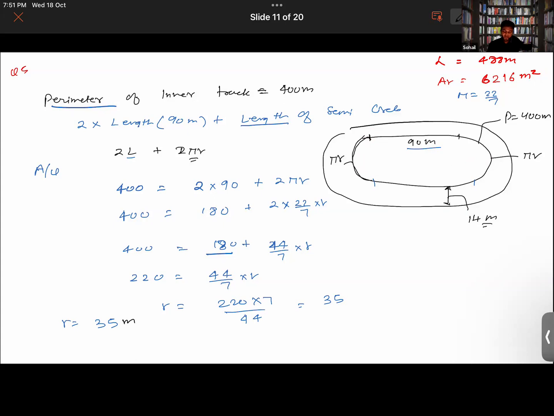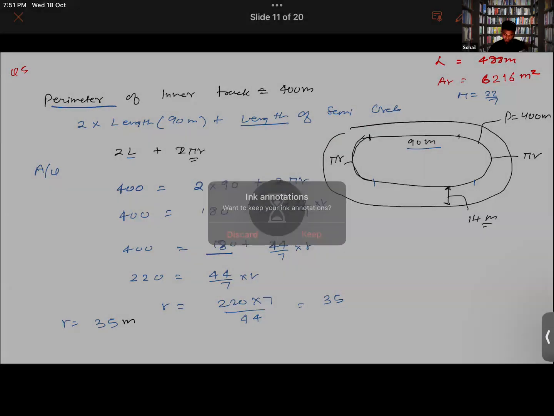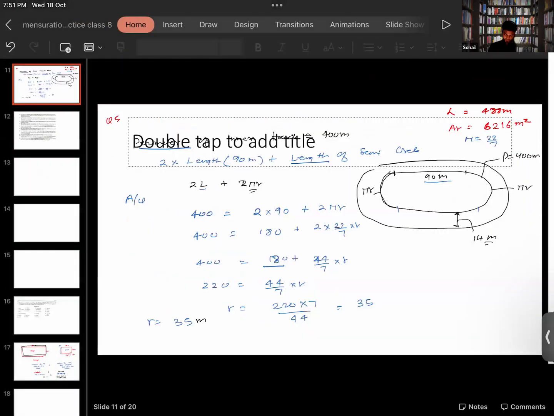the radius of the outer track. हम इस track की बात कर रहे हैं. Okay, let's calculate that one. I'm moving to the next page. Okay, now I will have to add one more page. Okay, give me a moment.